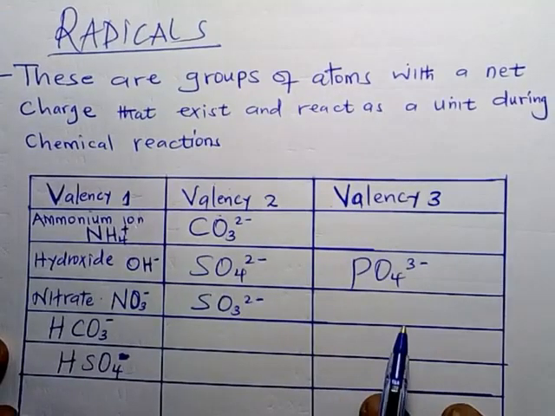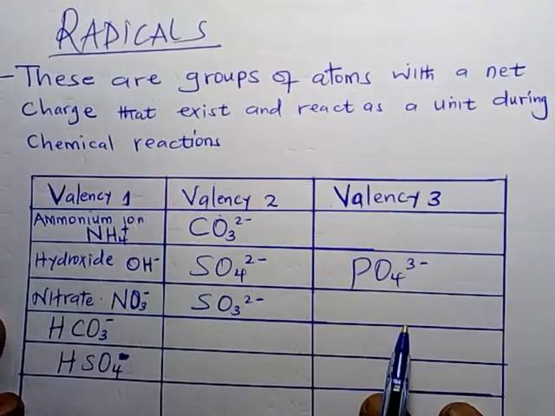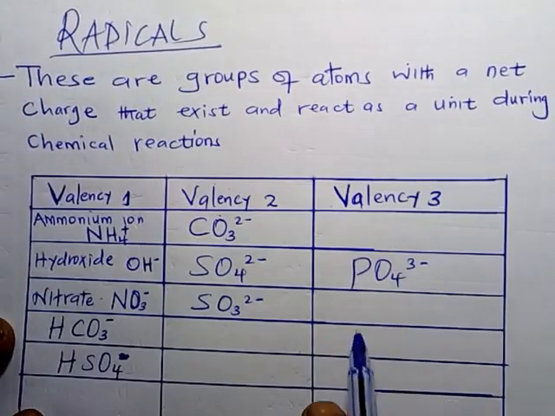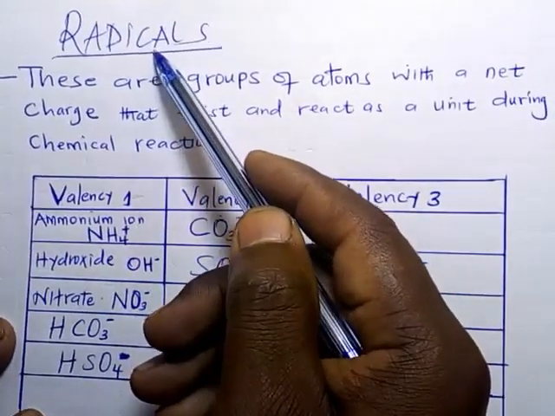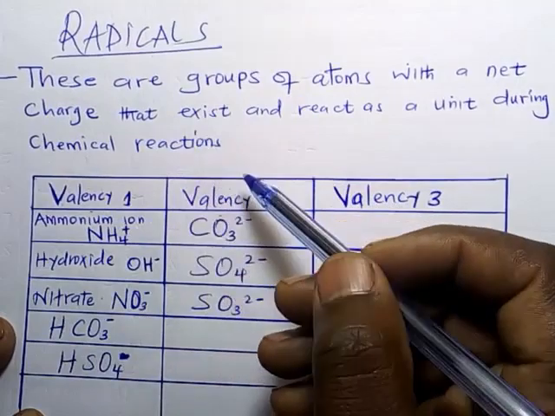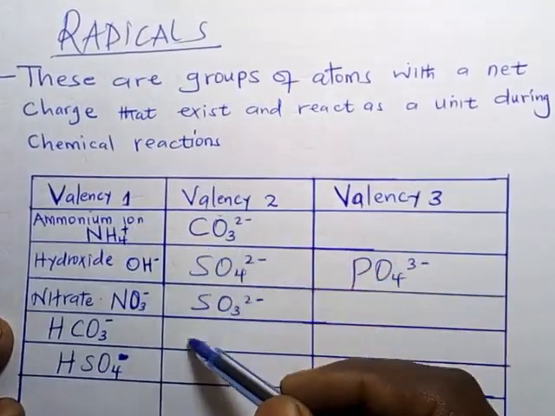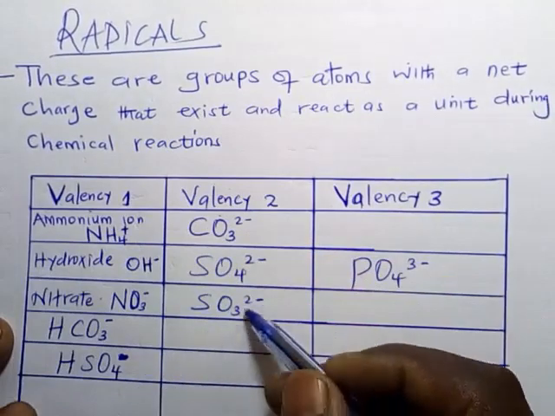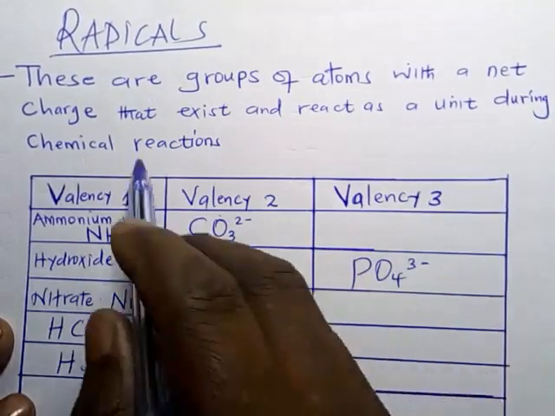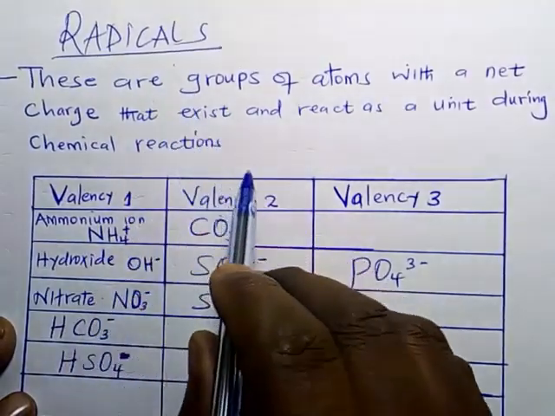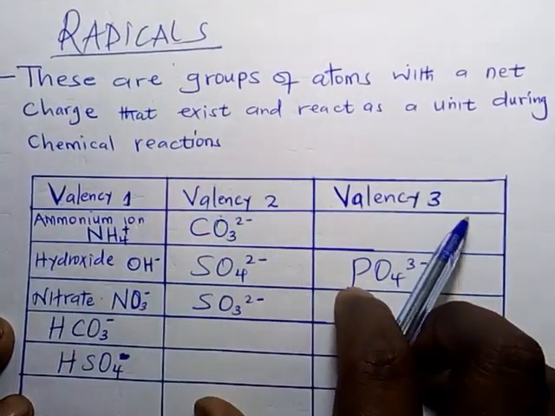The next very important basic information I want you to have is about radicals. We have radicals which are combined with metals to form salts and other compounds. Therefore, we need to understand what a radical is and the valence of each radical.